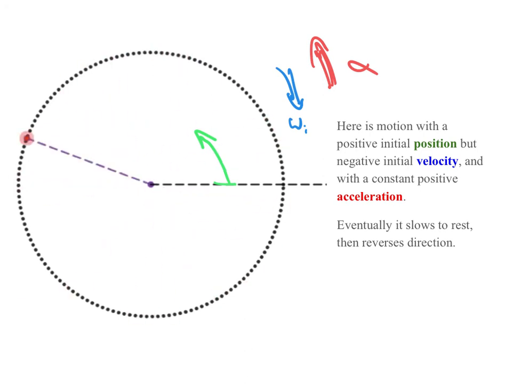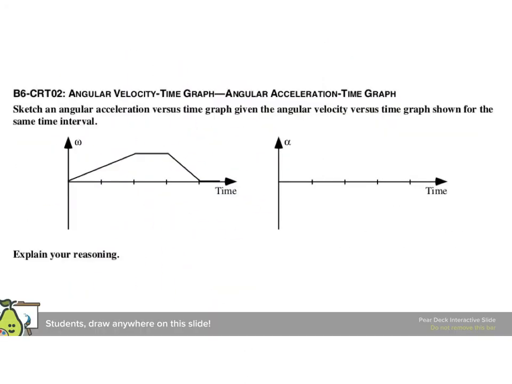Okay, let's see how this goes. Sketch an angular acceleration versus time graph given the angular velocity versus time graph shown for this over the same time interval. So remember that we have that alpha is delta omega over delta t, which means it's the slope on an omega-t graph.